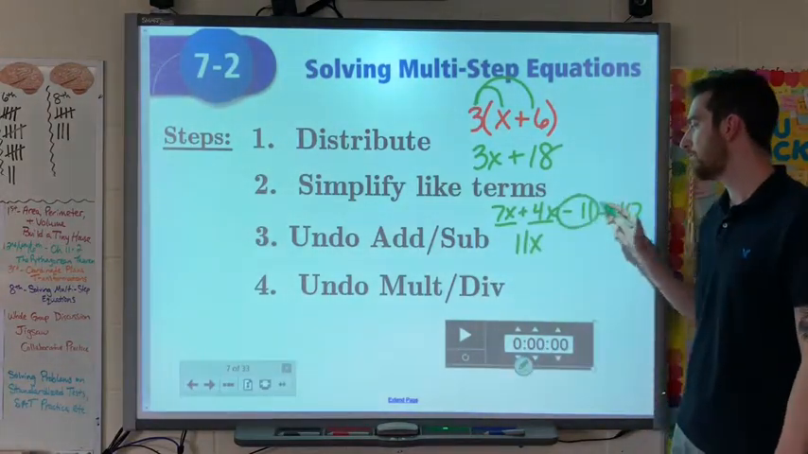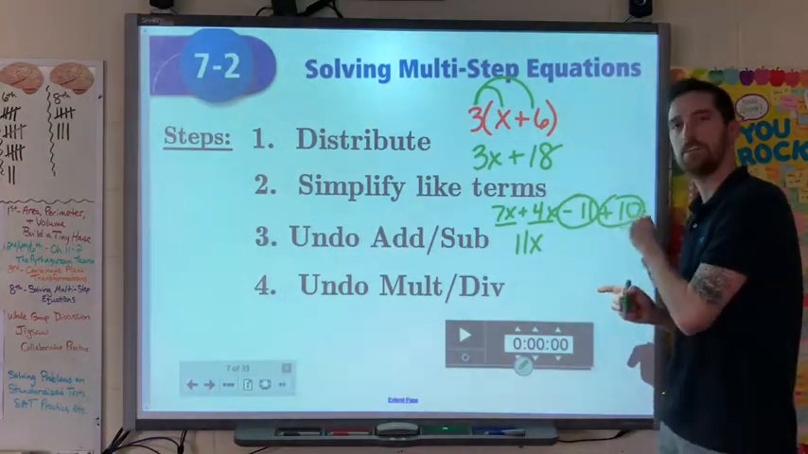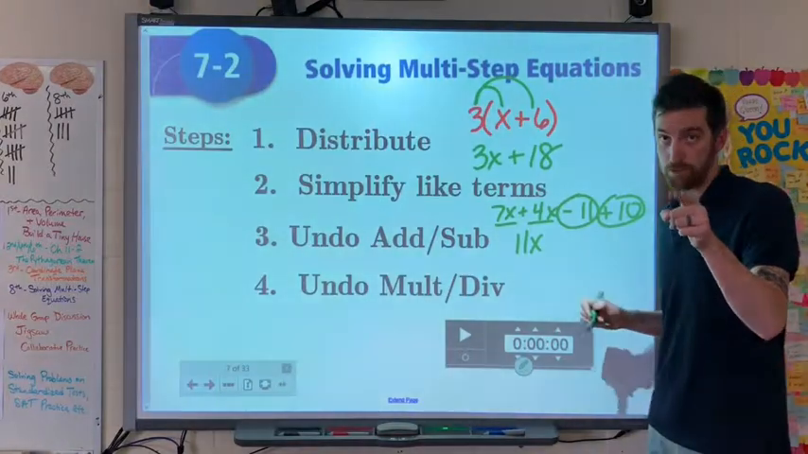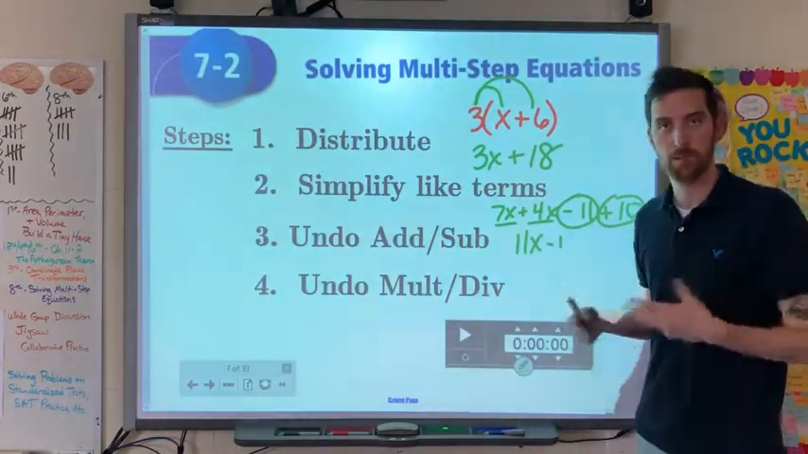And then negative 11 plus 10, if you owe your grandma $11 and you got a $10 bill, you're short. Look out for grandma, she'll get you. You're short $1. So you got 11x minus 1.